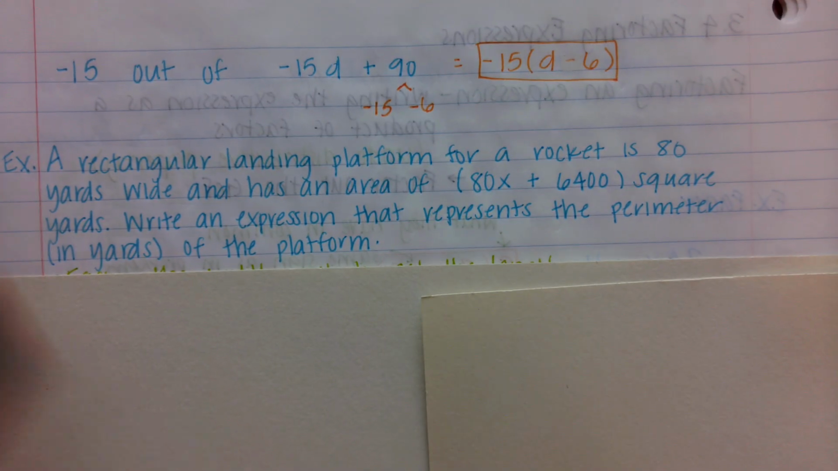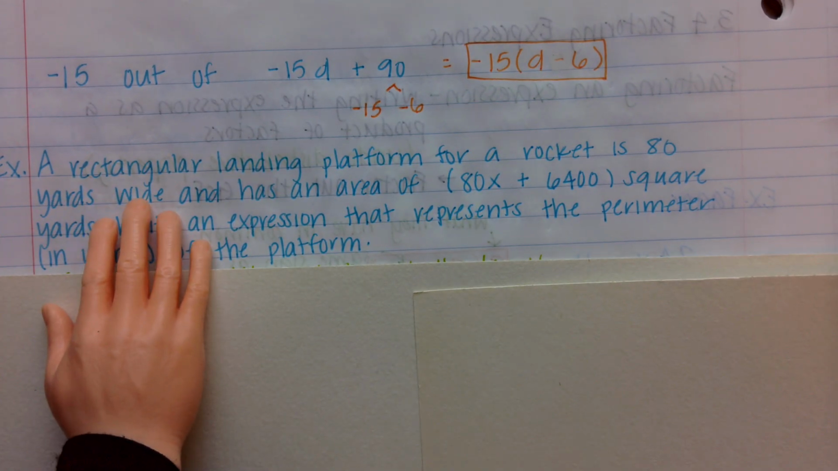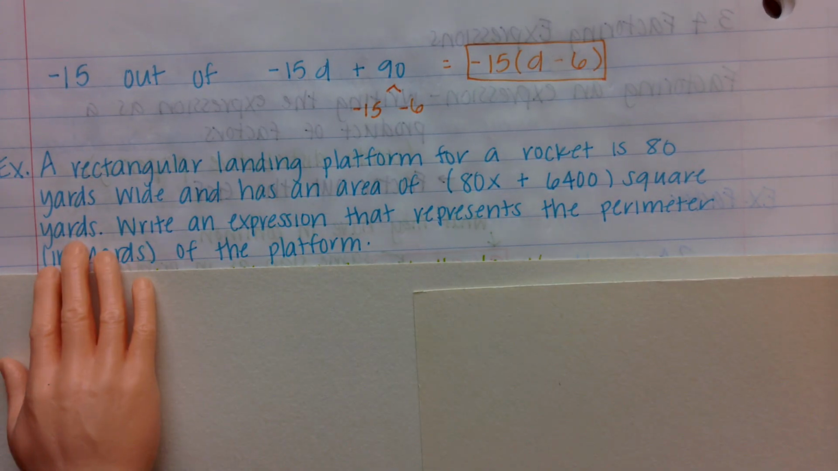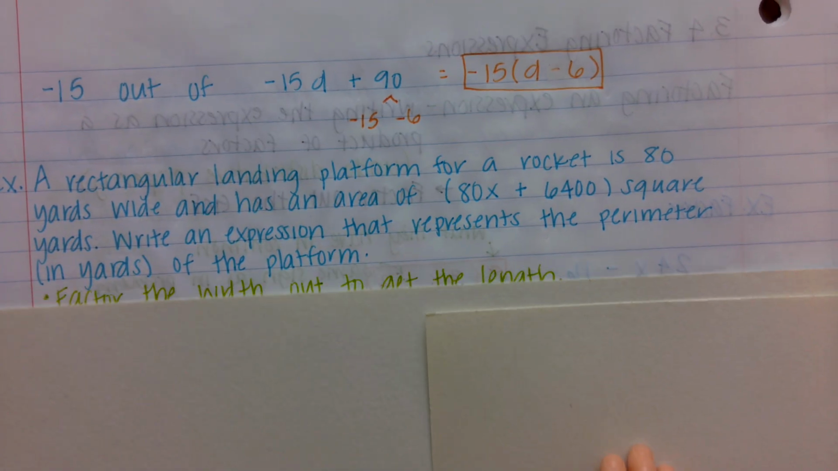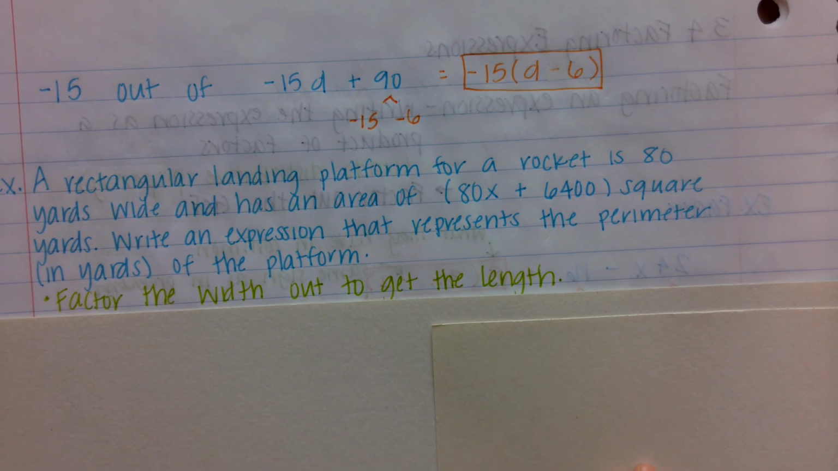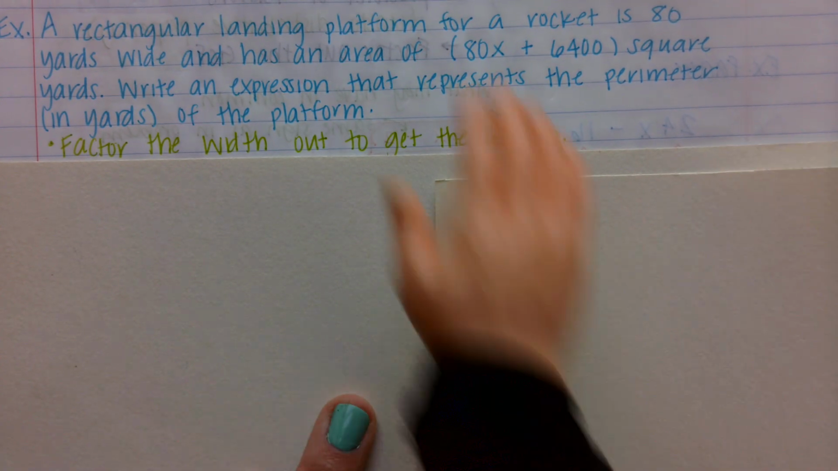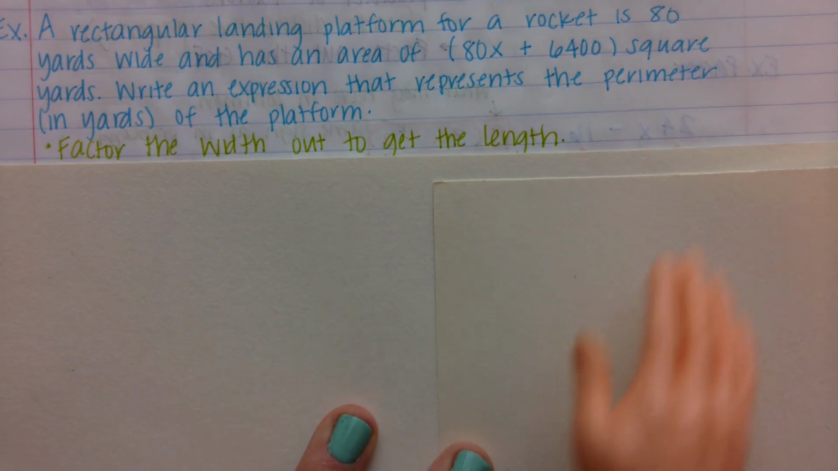Alright, this problem says a rectangular landing platform for a rocket is 80 yards wide and has an area of 80x plus 6,400 square yards. Write an expression that represents the perimeter in yards of the platform. So we are going to factor out the width to get the length, because I know area is length times width, and it tells me the width.